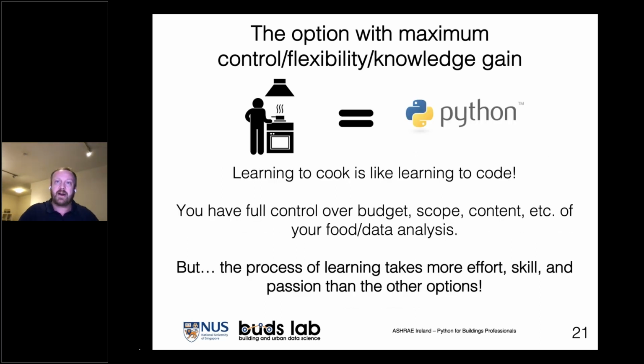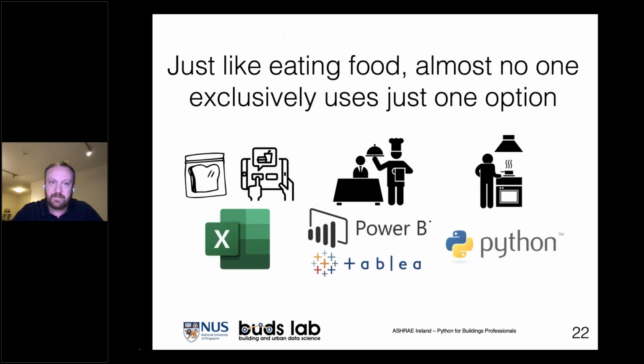So that's where Python is, that's where coding is. You really have full control over what you can do, the budget, the scope, etc. But the flip side, the downside, is that it takes a lot more effort and skill. The learning curve is different. I wouldn't say the learning curve is terrible or worse. It's just different. But it is something that really gives you the power to do what you want or need to do for yourself and your family.